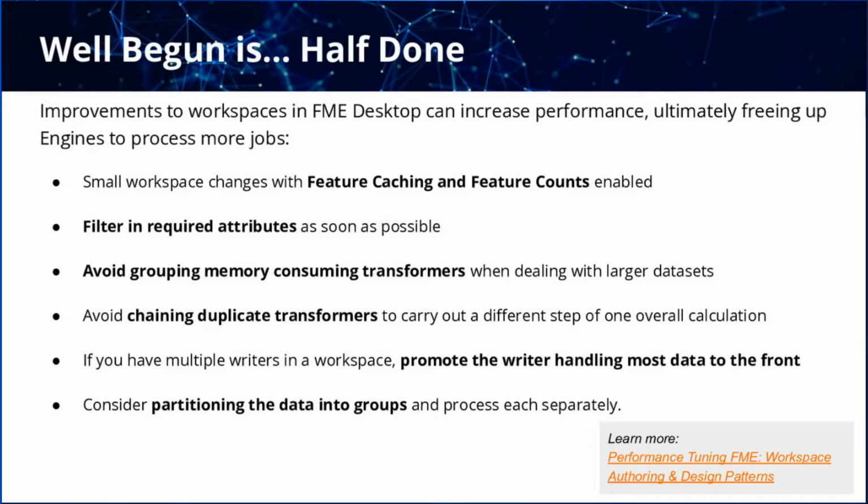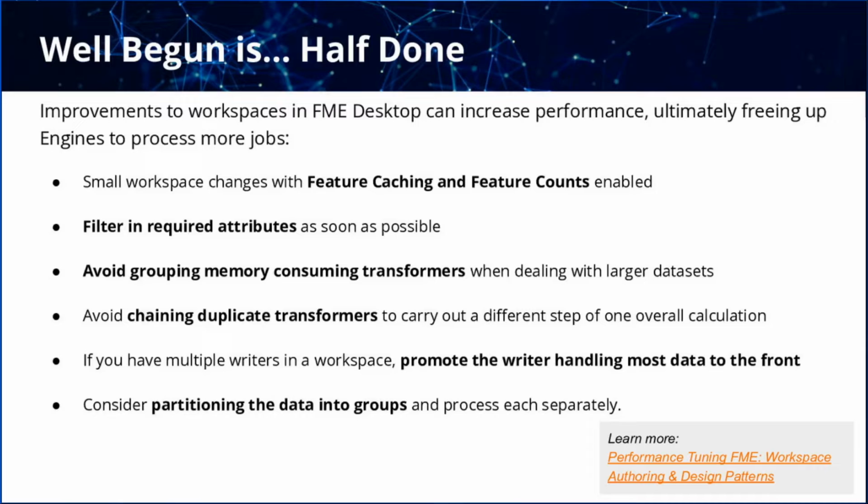And avoid grouping transformers that may consume lots of memory, especially when dealing with larger data sets. If you have multiple writers in a workspace, the first writer in the list is the first to write its data, while subsequent writers cache data until it is their turn. Performance is hindered by caching data, so it makes sense to promote the writer handling the most data to the front of the list so that its data is not cached.